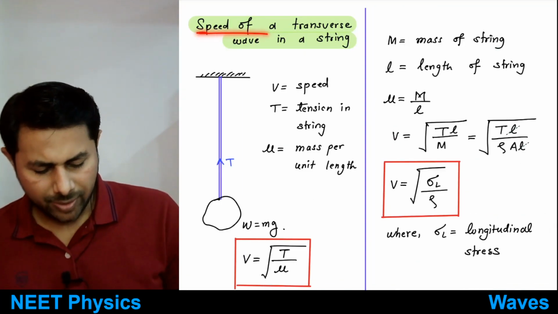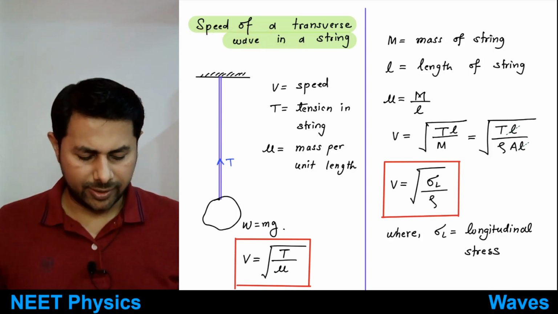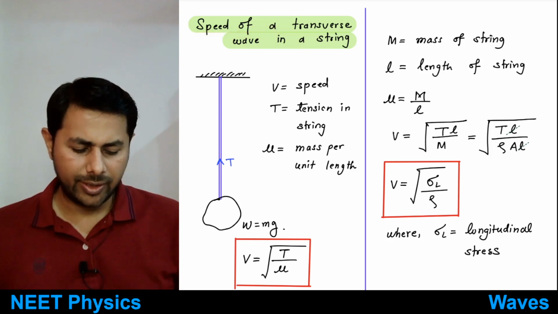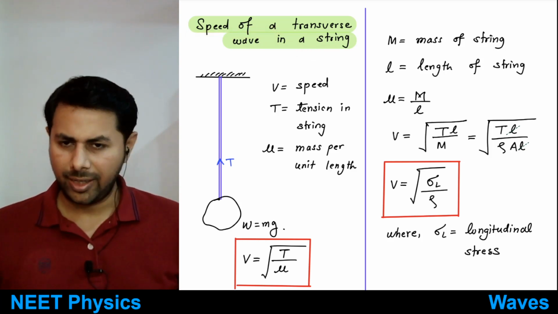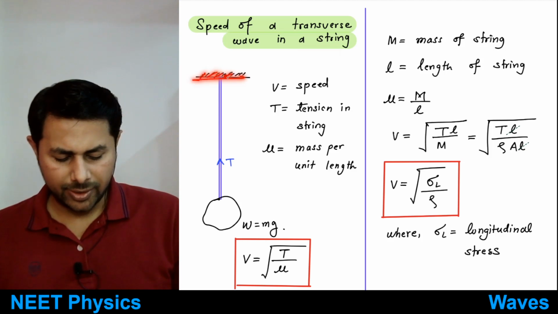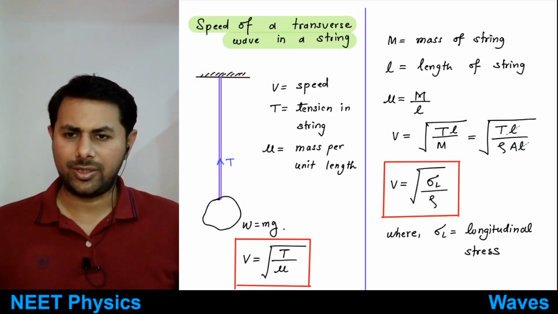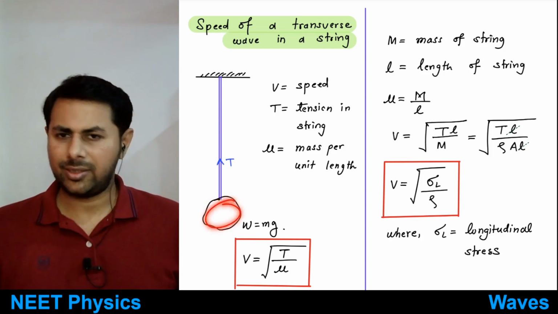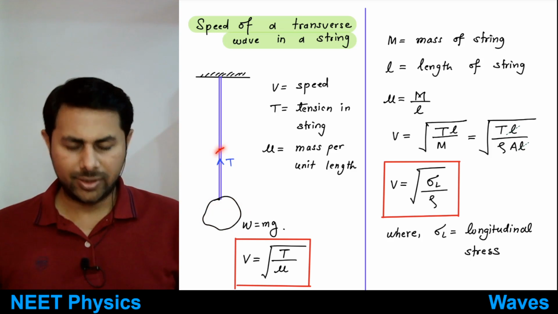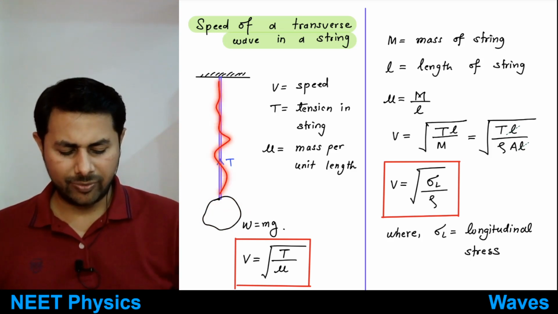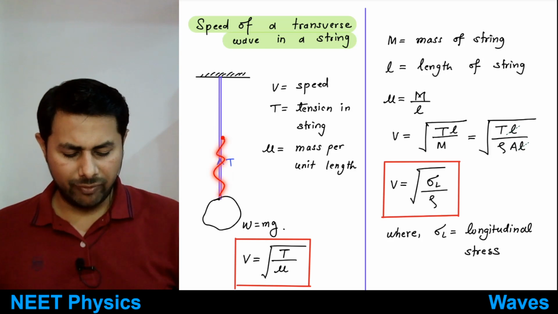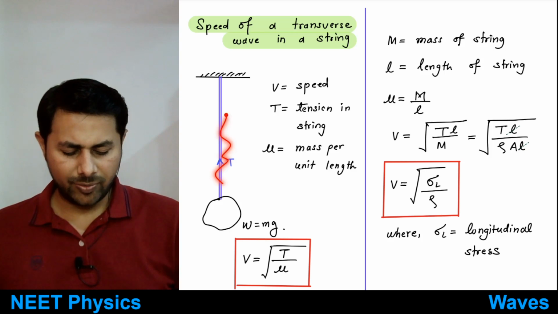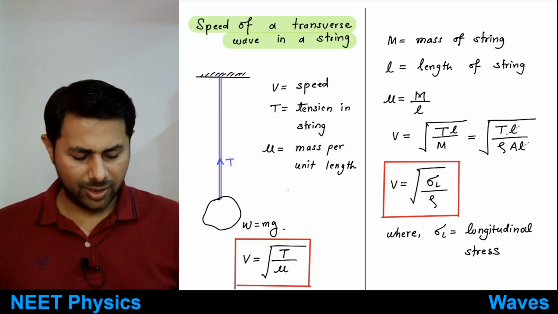All right, so let us first discuss this thing. Speed of a transverse wave in a string. So here we have a direct formula for this. Suppose this is a string which is tied to a rigid support and some weight is hung at the other end of the string. Then you pluck that string and release, and a wave will be formed which will travel from one end to another end.